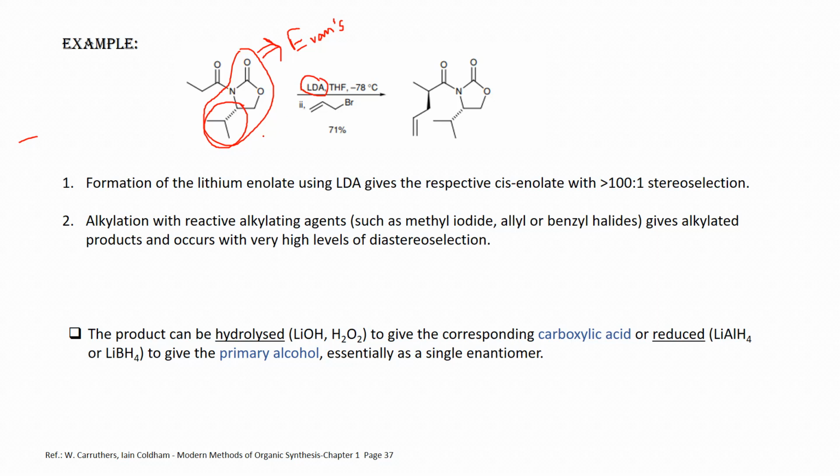On addition of this base, it will form an enolate. Now this is an electrophile, allyl bromide, so this carbon is electrophilic. In the presence of this electrophile, this O minus will come here and attack this electrophilic center. The presence of this isopropyl group controls from where this electrophile will approach.